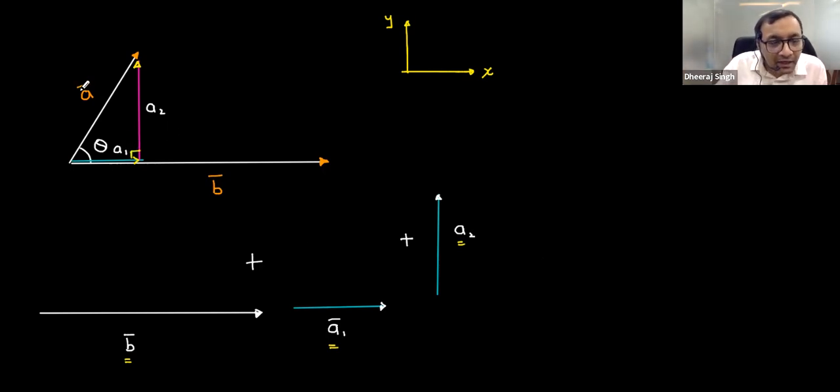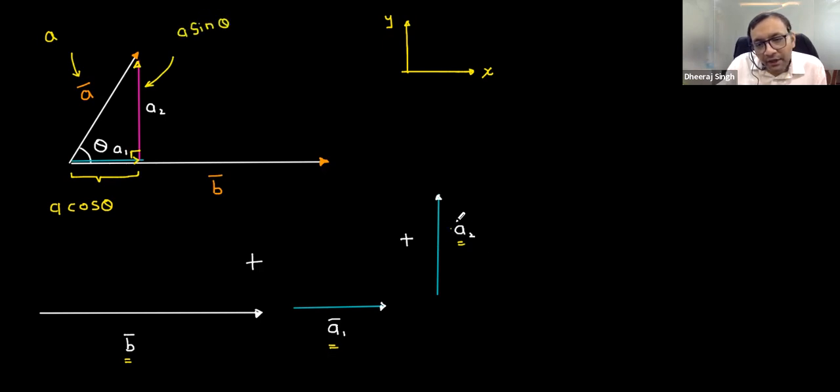If this is 90 degrees, and the length of this vector is A, what is this length? Length of A1 is what? Everyone, won't it be A cos theta? Type in. And the length of that would be A sin theta, or not? Everyone, magnitude of A2 is A sin theta. Magnitude of A1 is A cos theta.